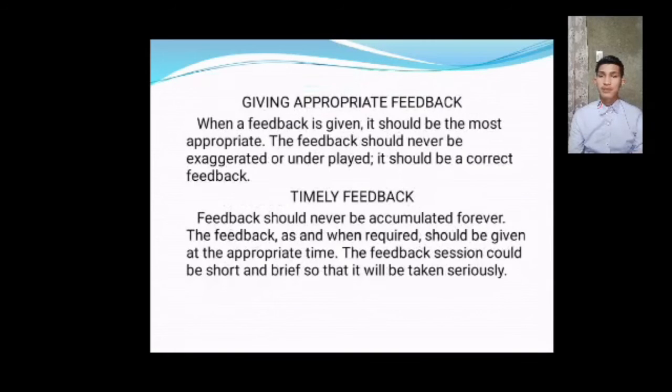Next is giving appropriate feedback. When feedback is given, it should be the most appropriate. The feedback should never be exaggerated or underplayed. It should be a correct feedback.